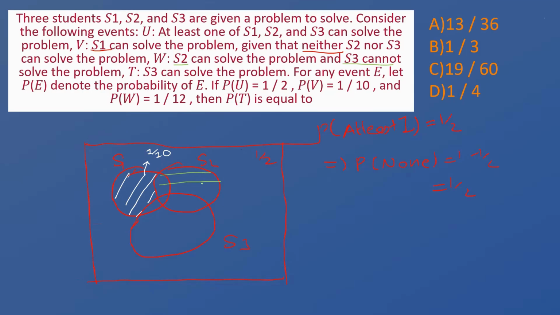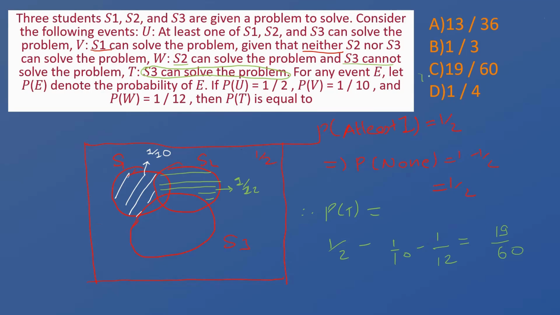Now, to find the probability that S3 can solve the problem, that is, P of T, I used the total probability of at least one, and subtracted the other 2 known regions. So I wrote P of T equals 1 by 2 minus 1 by 10 minus 1 by 12. Calculating that gives us 1 by 2 minus 1 by 10 minus 1 by 12 equals 19 by 60.